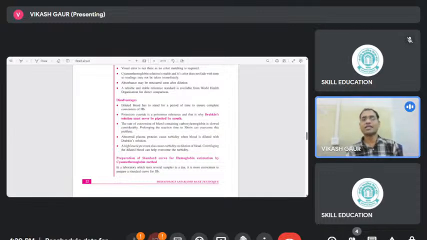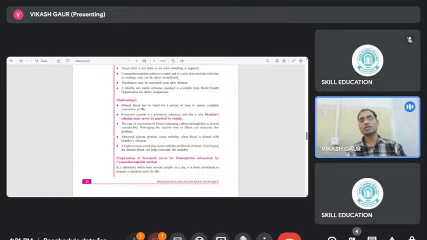What are the disadvantages of this test? Diluted blood has to stand for a period of time to ensure complete conversion of HB, so this test takes more time. Potassium cyanide is a poisonous substance. That is why Drabkin solution must never be pipetted by mouth, and it is not available in the market to unauthorized persons. It is available for authorized persons. The rate of conversion of blood containing carboxyhemoglobin is considerably slow. Prolonging the reaction time to 30 minutes can overcome this problem.